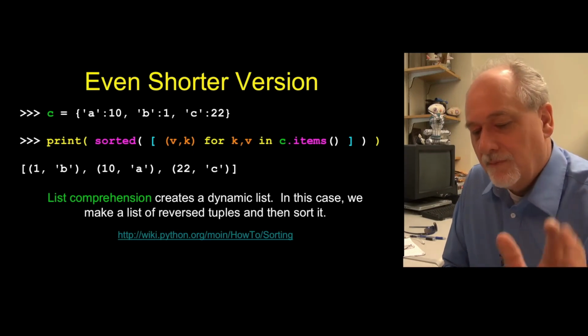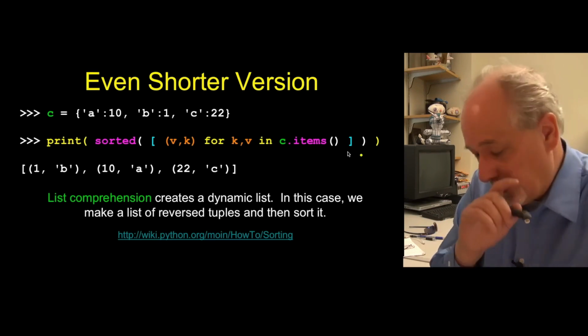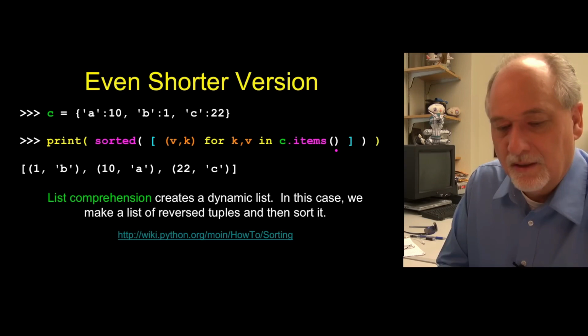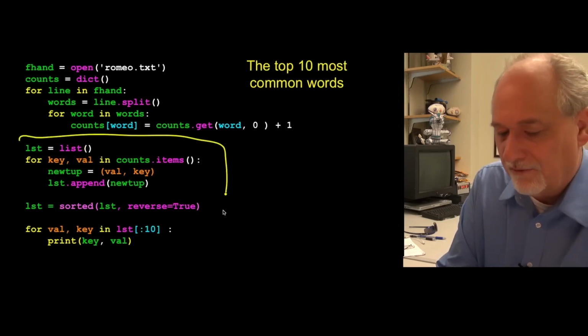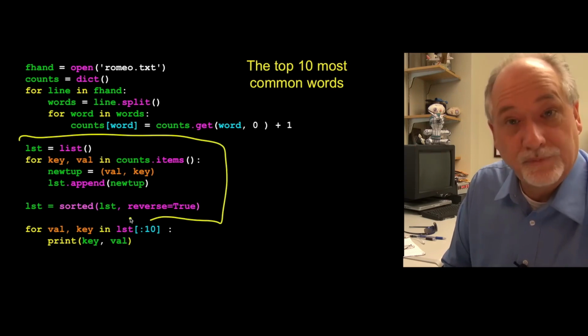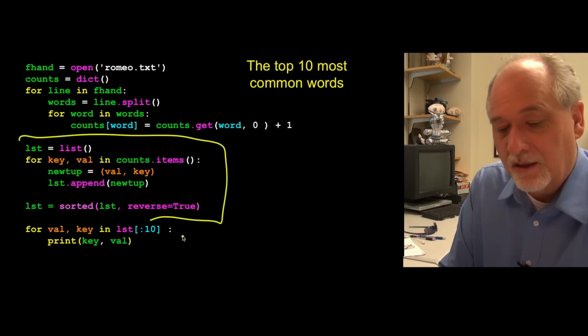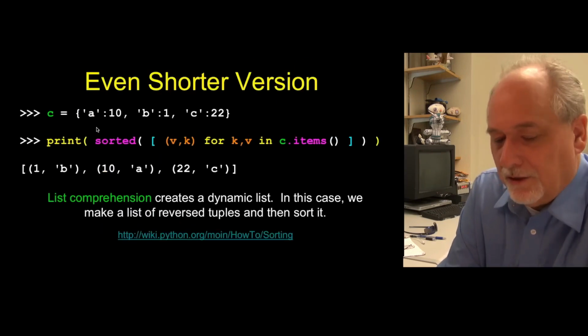But roughly, this single line does everything that the bottom half of that program does. I mean, if we go back to here, it's pretty much this line that does everything in one line. Okay, it doesn't create the counts and it doesn't print out the top 10, but it does everything in that middle bit. So let's take a look at this.